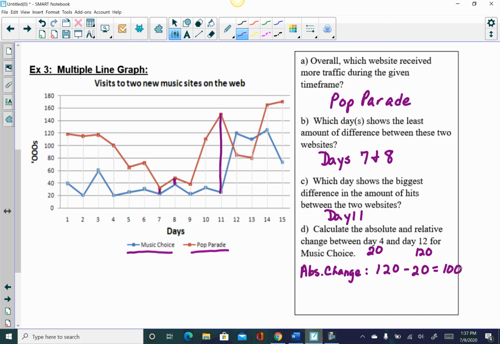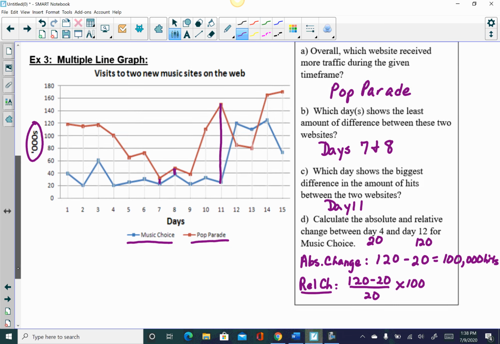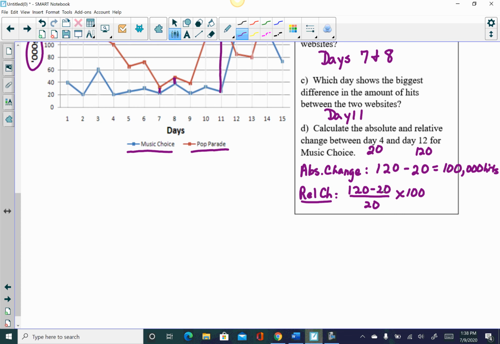And actually it's not even 100 because remember these are in thousands, so this would be 100,000 hits difference there. Relative change would be new minus old divided by old times 100. So we know that 120 minus 20 is going to give me 100, divided by 20, times 100. That's going to be 5 times 100, and so that would be 500%. There'll be a 500% difference between day 4 and day 12. Okay?